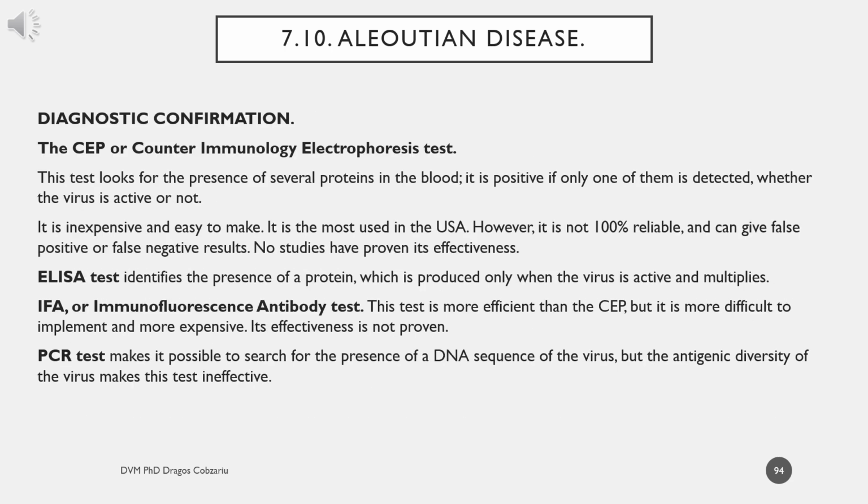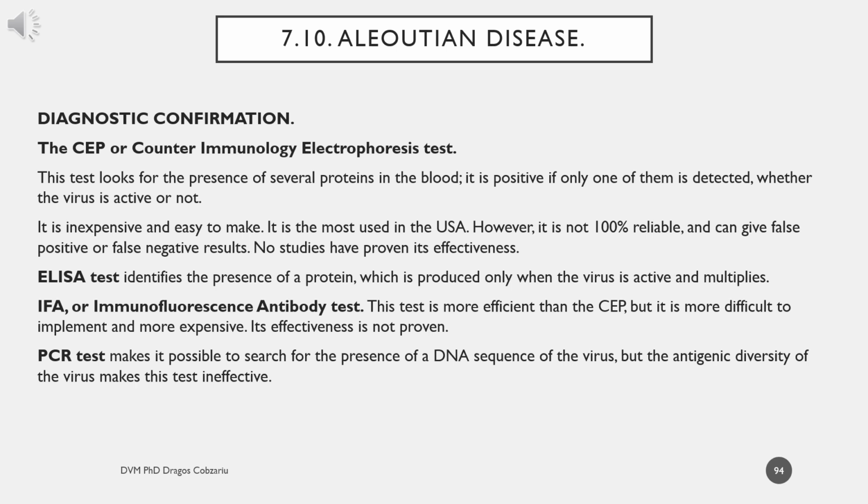Diagnostic confirmation. The CEP or counter-immunoelectrophoresis test. This test looks for the presence of several proteins in the blood. It is positive if only one of them is detected, whether the virus is active or not. It is inexpensive and easy to make. It is the most used in the USA. However, it is not 100% reliable and can give false positive or false negative results. No studies have proven its effectiveness.